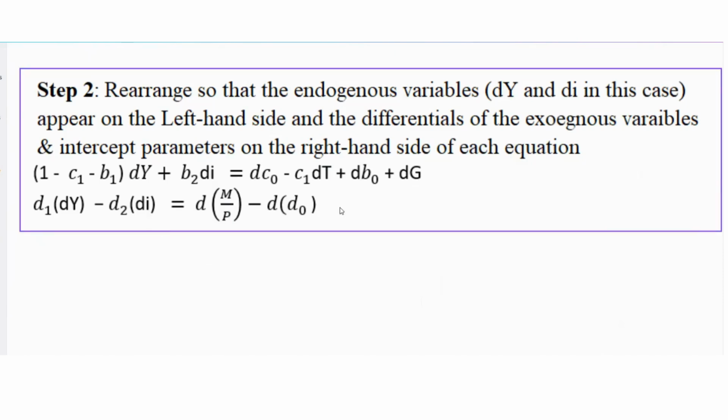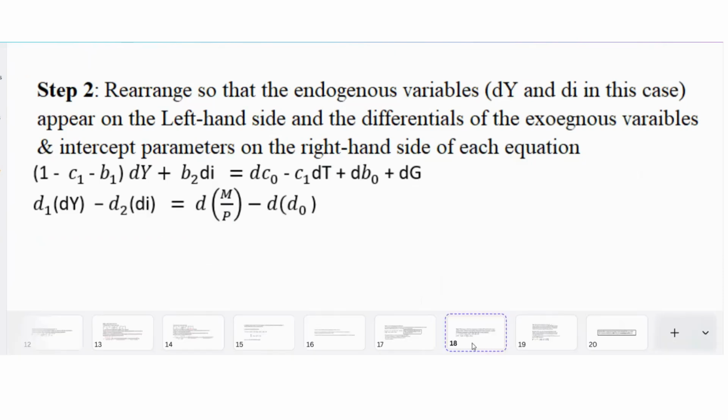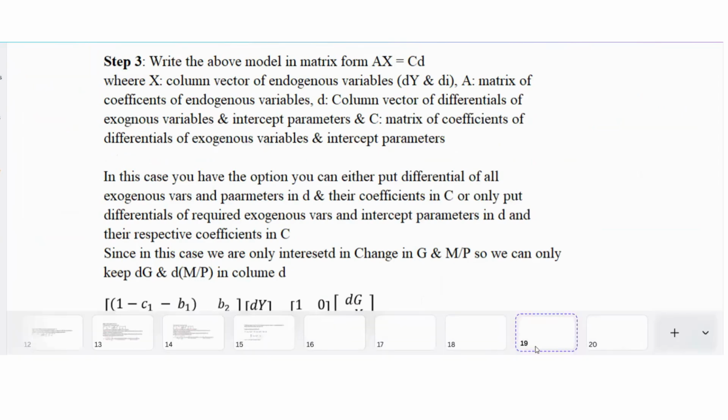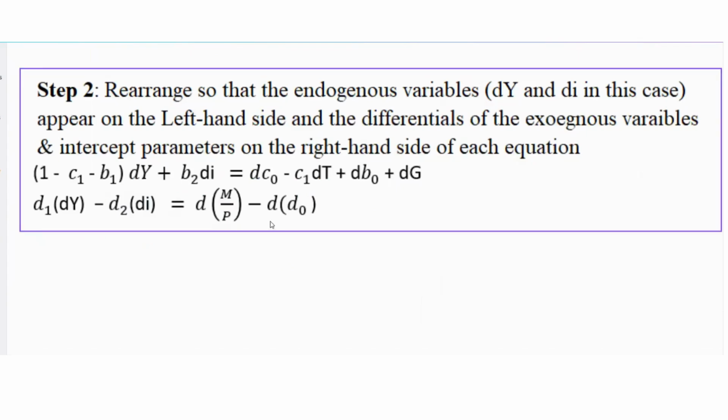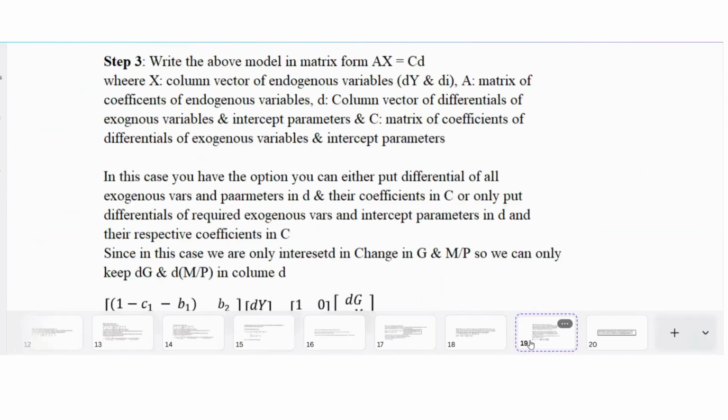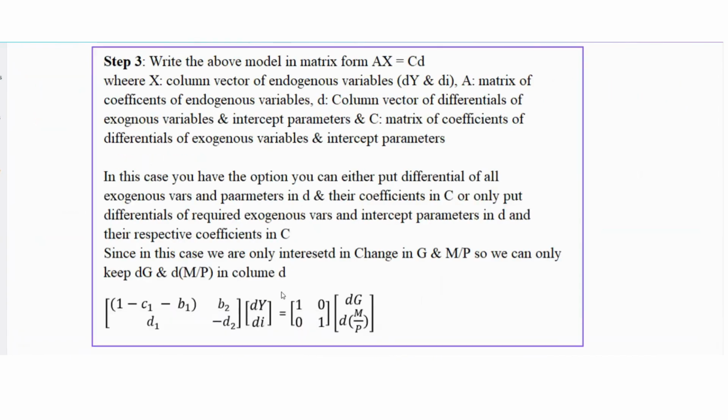So you have this option when you're finding multipliers, that in this matrix D, you can just put the required differentials, the required exogenous variables and intercept parameters, right? So I'll just put dg and dm by p here. And in column C, you'll put the coefficients, right? So let's go back and let's see. In the first equation, the coefficient of dg is 1 and the coefficient of m by p is 0. There's no m by p here, so the coefficient is 0, right? So we've written 1, 0 here.